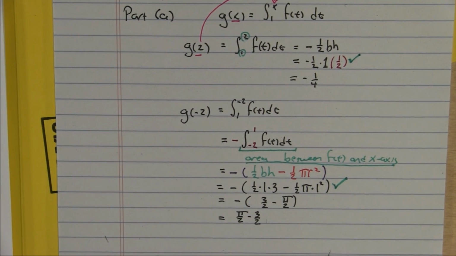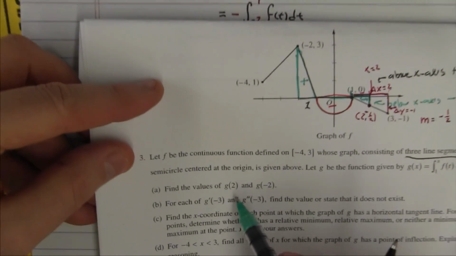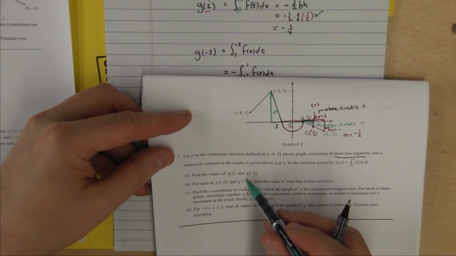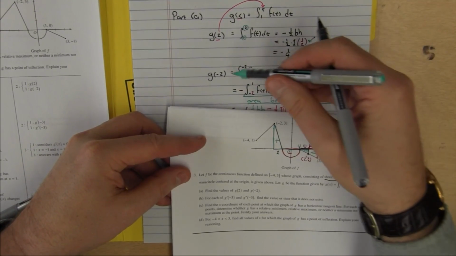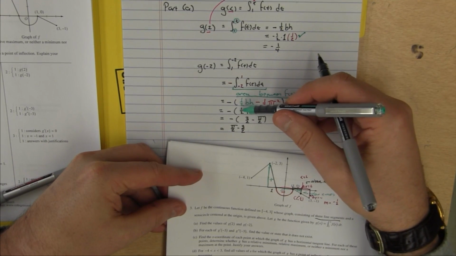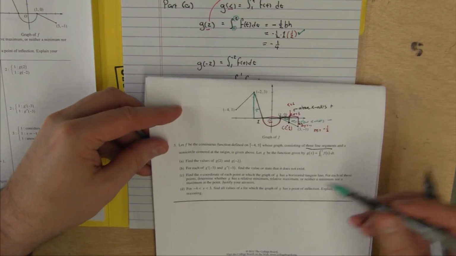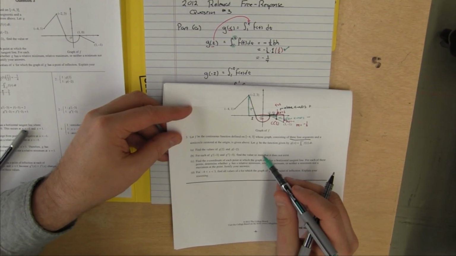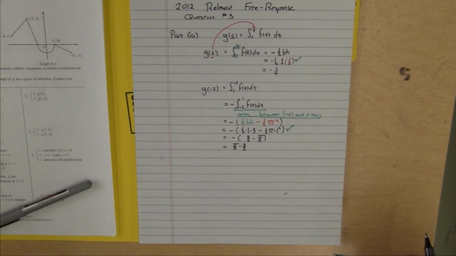And now let's just check and make sure that I've answered the question. So the question says, for part A, find the values of G of 2 and G of -2. A good idea, once you've finished a problem, is to look back at the question and say, did I answer this question? Did I say what G of 2 was? It's -1/4. Did I say what G of -2 is? It's pi over 2 minus 3/2. Or I could just say it's -1/2 times 1 times 3 minus 1/2 pi times 1 squared. I could say it's that. So I have answered that question. And it did not ask me to justify or explain, so my work is fine. All right? That is part A.